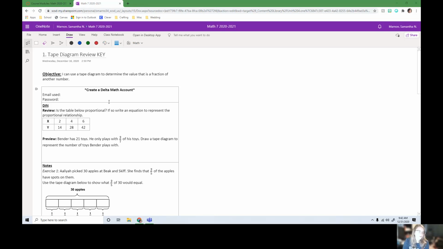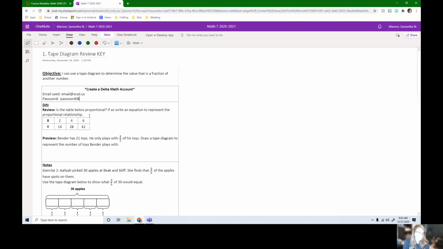If you were in Canvas, the first thing you needed to do was set up your Delta Math account. I just wanted you to have a quick note of it here. The email we used is your normal school login with @scsd.us at the end. Your password is your normal password, but with the year you were born at the end. If you were born in 2007, you put 07 at the end. If you were born in 2008, you put 08 at the end. It's your normal email and your normal password, just make sure you put that year at the end of the password, because we just needed it to be two numbers longer.